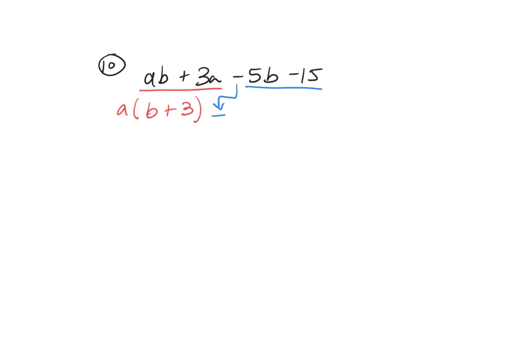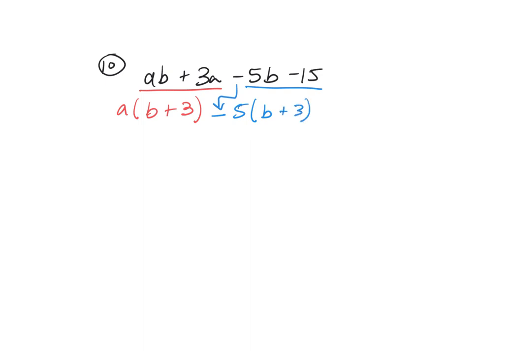And our last problem, number 10. ab plus 3a minus 5b minus 15. So looking at my first two terms, what I have in common that I can pull out is an a. Then when I divide through by a, I get b plus 3. And looking at my second two terms, after I pull my negative down, I can pull out a negative 5. So negative 5b divided by negative 5 is going to leave me with positive b. And negative 15 divided by negative 5 is going to leave me with a positive 3.